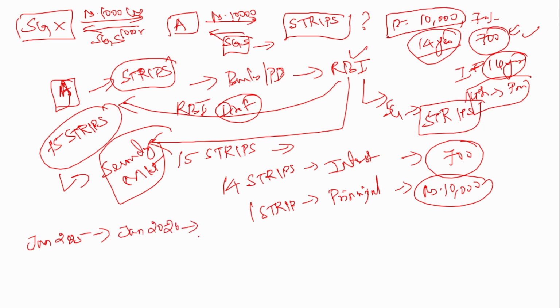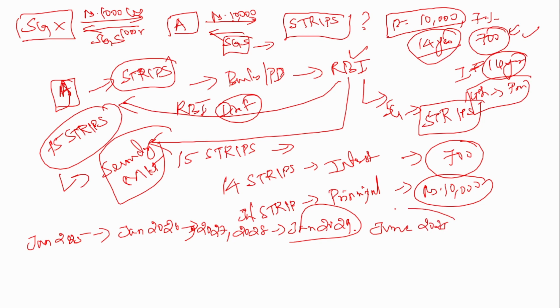Similarly, the person A who bought the bond has received the 2026 interest, the 2027 interest and the 2028 interest also. In Jan 2028, he received the interest. When will he receive the next interest? He will receive it only in Jan 2029. But say in June 2028, he needs some money. Suppose he needs 500 rupees for some emergency purpose, only in June 2028.